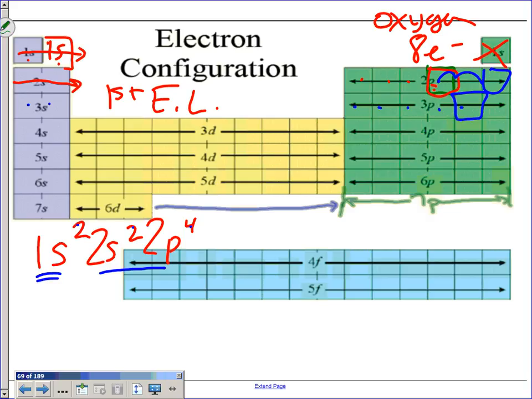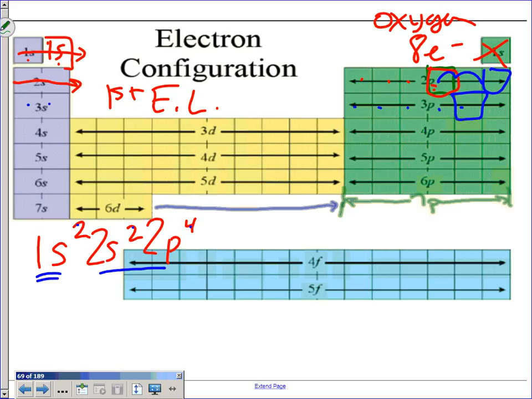So 1s2, because you're going across the first period, S block, 2 electrons over. Done. And then you're going to go to the second energy level, so in the second period, S block, 2 electrons over. So keep following, keep following, keep following. Now I'm in P block. So you're going to go 2p, because I'm still in the second period, but in P, how many electrons over?